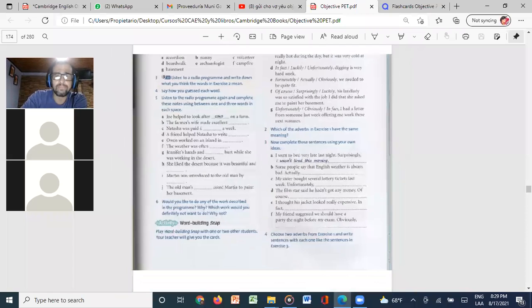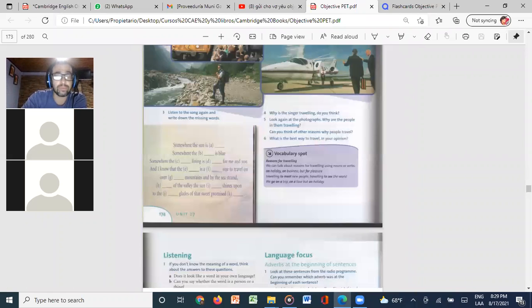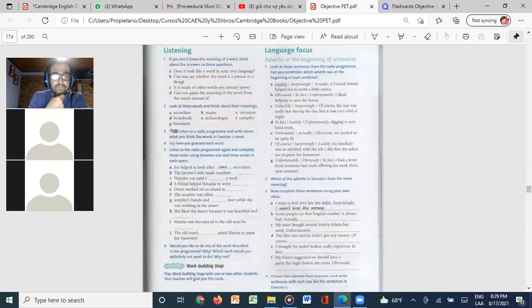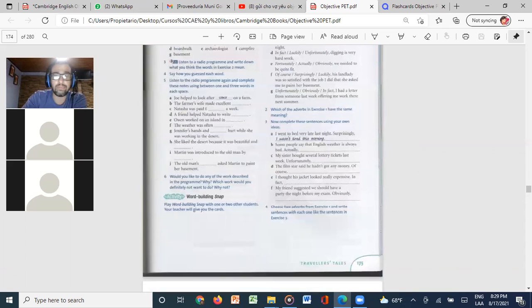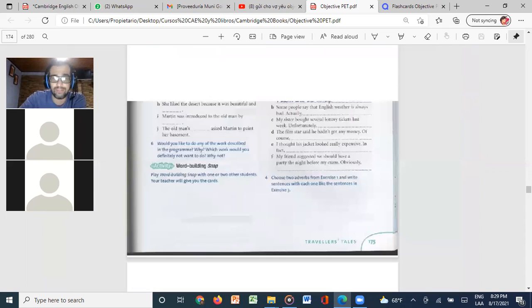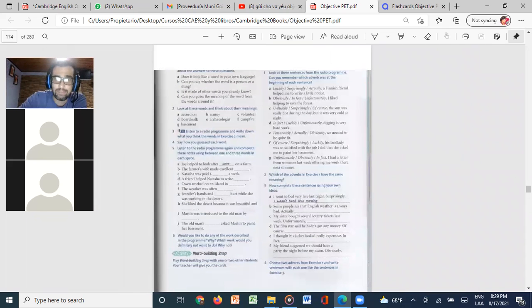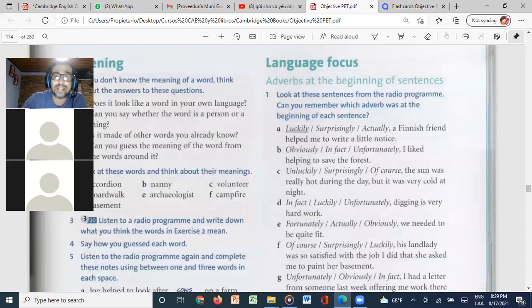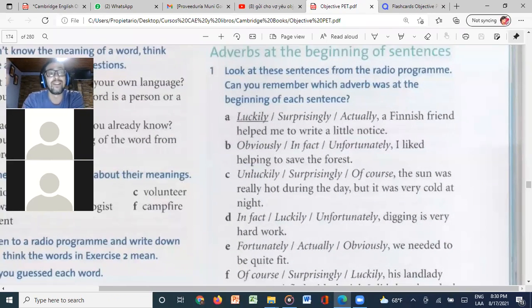And the whole page is only the listening part. Yes, well, in this case, it's page 175, but we're going to do the listening part and also practice a little bit of adverbs. Remember that adverbs are words that end with ly. In Spanish, we like mente, right? So if I say luckily, it would be suertudamente, right? But I don't know if that works for Spanish. Or for example, surprisingly, sorpresivamente, right?